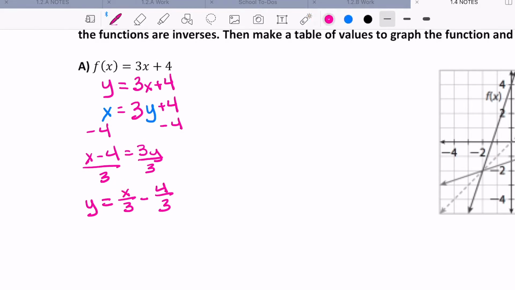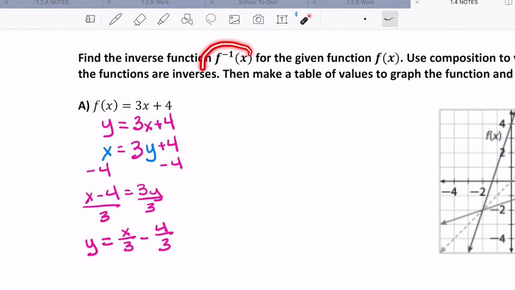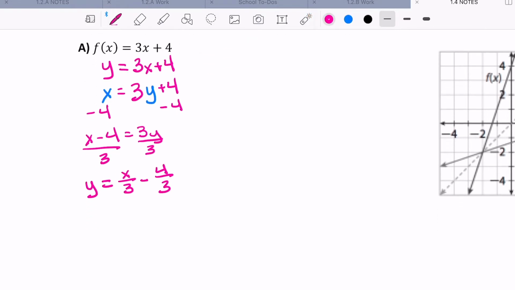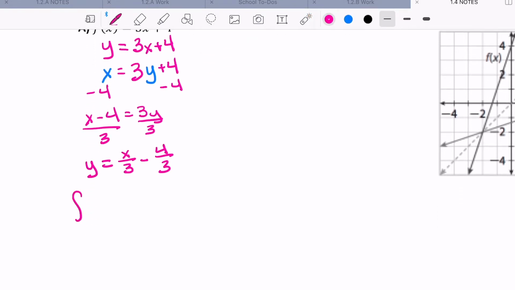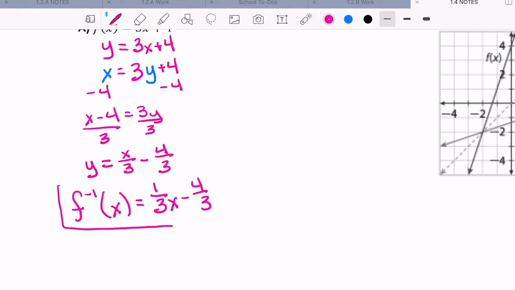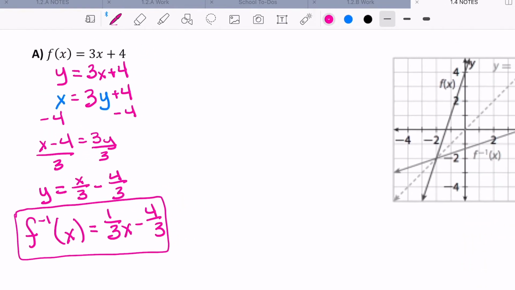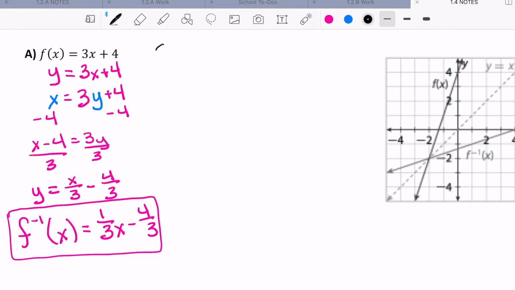So we're going to take this one step further. We're now going to get rid of y. Because it is the inverse function, we are going to rewrite it using function notation. So our final solution will say the inverse function of x is equal to 1/3 x minus 4/3. Okay, this is the inverse function here. Now, composition is how we have to prove it, okay?